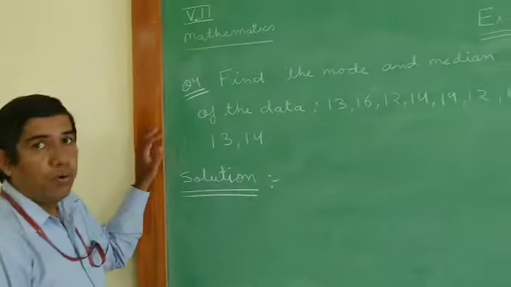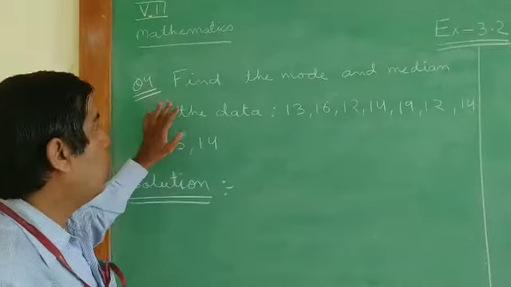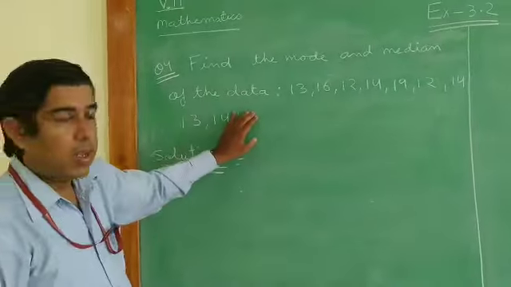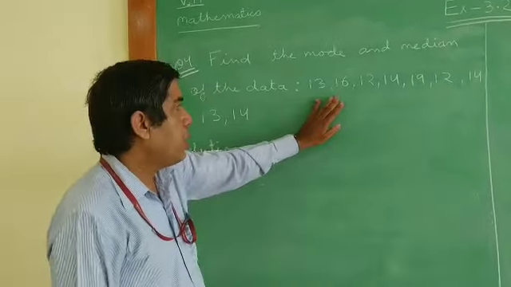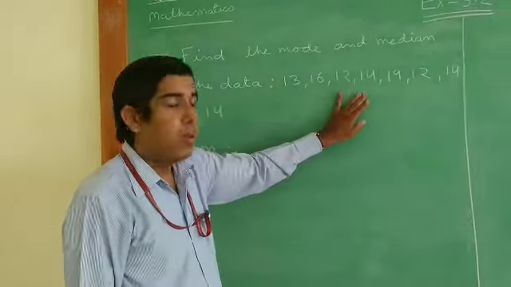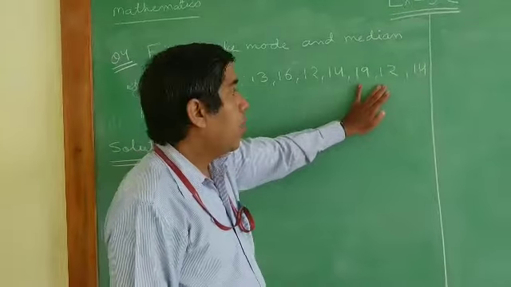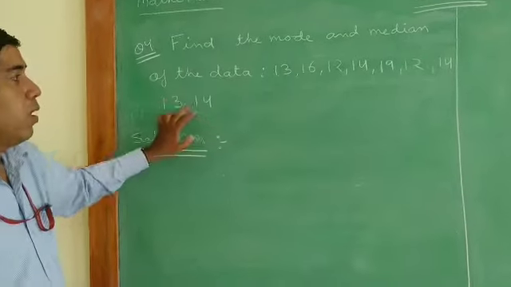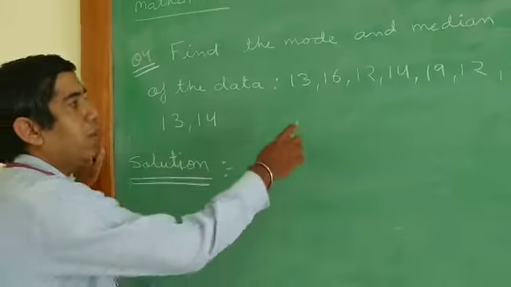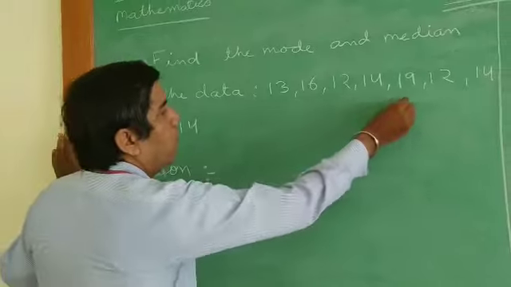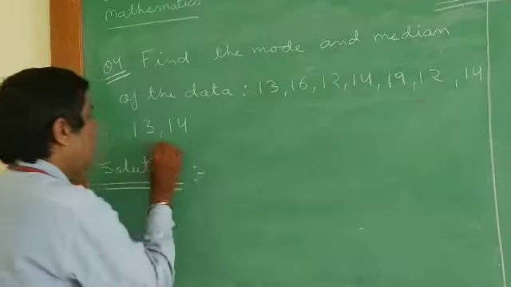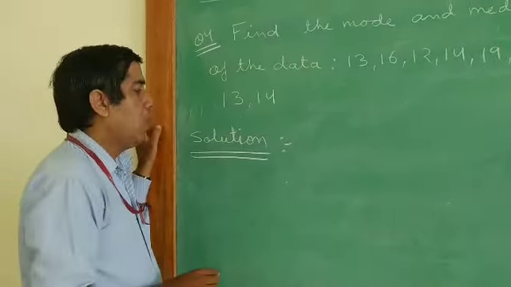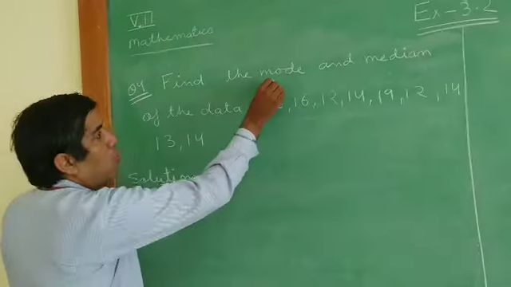Now question number 4. You can see the question on the board here. Find the mode and the median of the data. The data given is 13, 16, 12, 14, 19, 12, 14, 13, 14. You just see how many numbers are there here. 1, 2, 3, 4, 5, 6, 7, 8, 9. So 9 observations are there. Now with these 9 observations I want to find the mode and median.